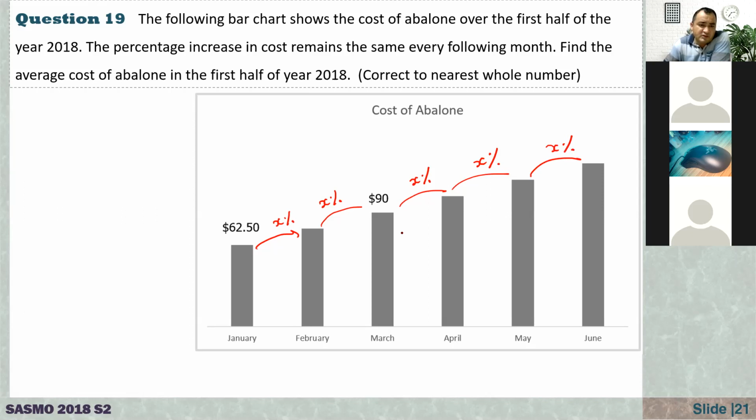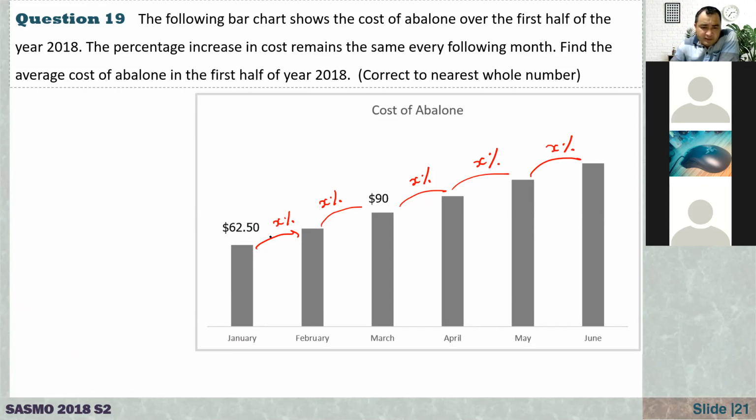Find the average cost of abalone in the first half of the year. To answer this question, we need to find the individual values. What is it in January? It's given. In March, it's given, but we need to find February, April, May, June. Okay, guys, let's do this together, because this is our last class. So first, let's find X.